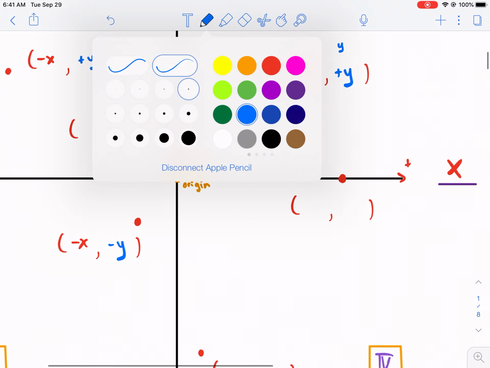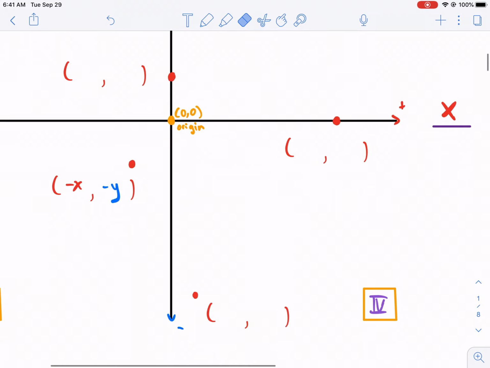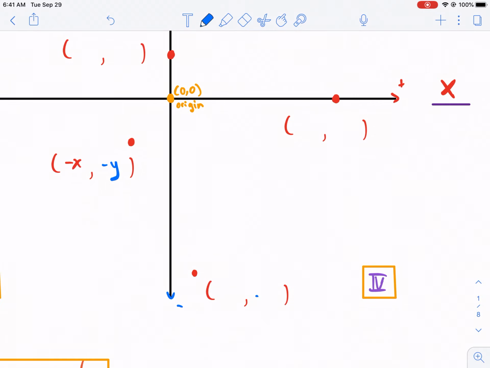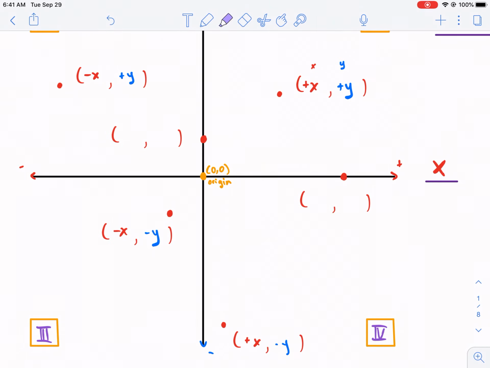And finally, over here, we went in the positive x direction, but for y, we went down. Oops, this is the wrong one. It's over here. Sorry, I just lost it for a second. Negative y, and then positive x. Now, these other two spots, these are different.